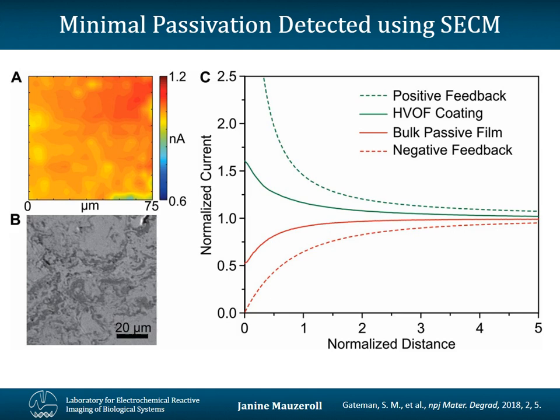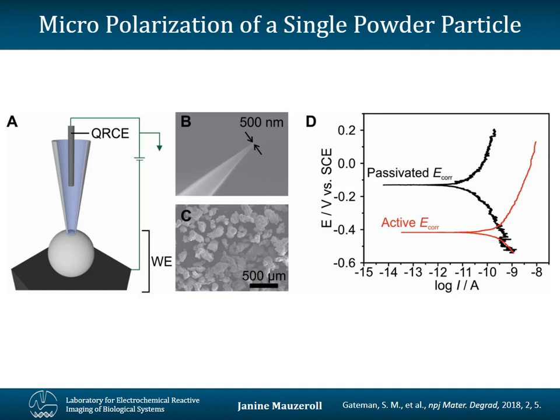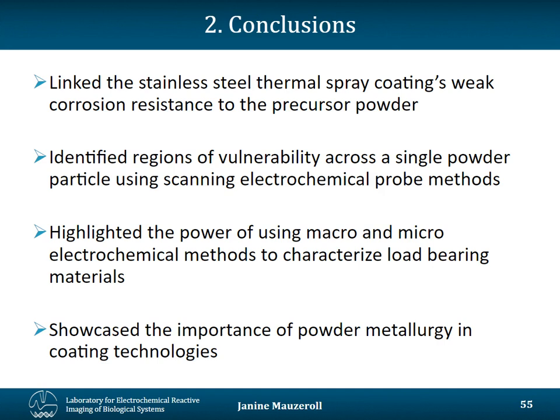In the end, we had to analyze single particles that were used in the HVOF process using the same type of methodology that I described for the batteries, where we just approached a pipette and carried out local PDP curves. And you can see in red in the D panel that in fact the source of the problem was not the coating itself, but the generation of the powder that inherently did not have the same corrosion resistance as the base metal. And so this type of story highlights that you can use the same instrument at many different scales, right? Like small stainless steel particle scale all the way up to big coatings.